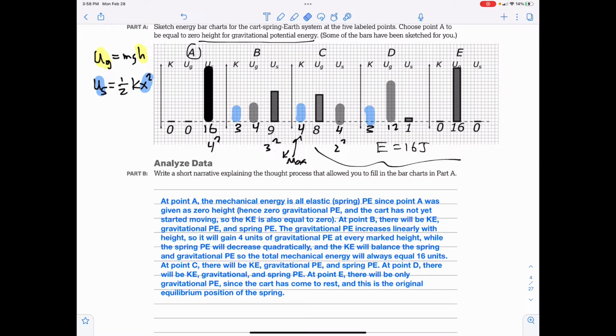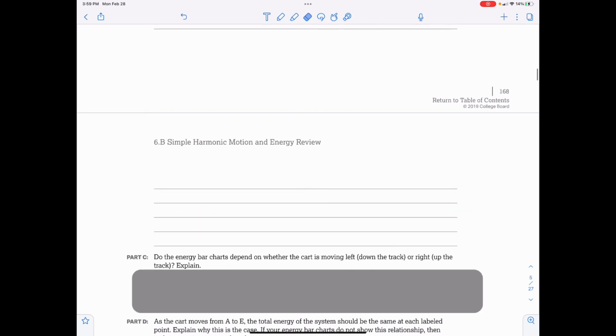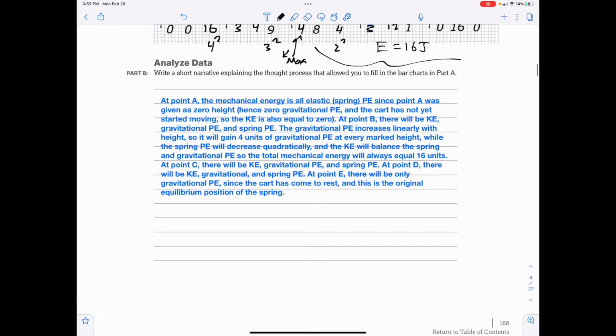At point C, there will be kinetic energy, gravitational potential energy, and spring energy. At point D, there will be kinetic energy, gravitational, and spring potential energy. And at point E, there will only be gravitational potential energy since the cart has come to rest, and this is the original equilibrium position of the spring. Okay, no need to write anything here as we said everything we need to say right here.